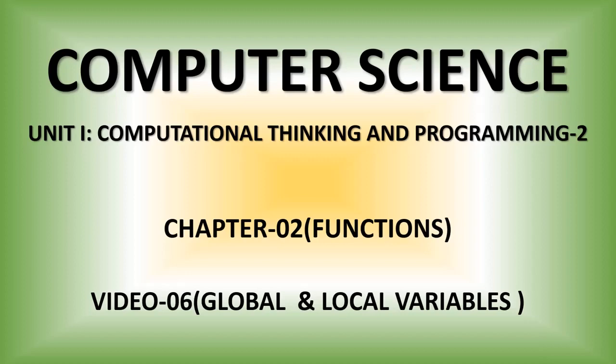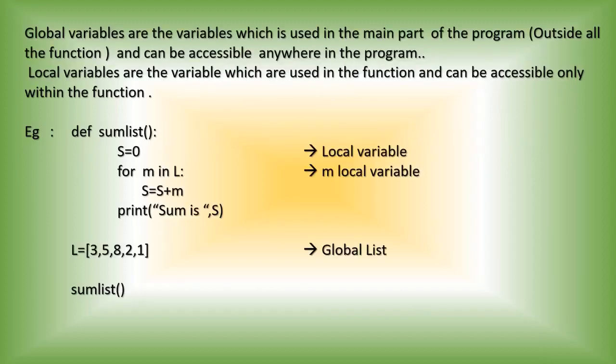Now we can see one example. Here in this example, sum list is the function, and L is a list which is defined outside the function. So I can call L a global variable. Inside the function part, I use a variable S, where S is known as a local variable. L is a global list, where S is a local variable.